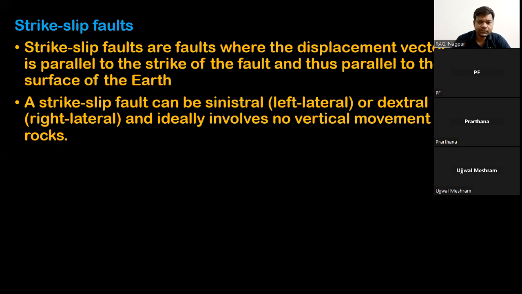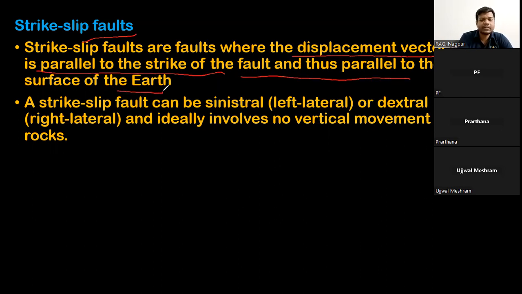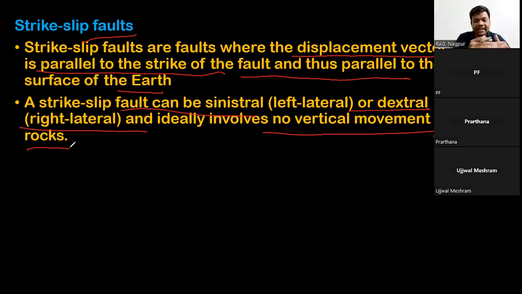Then the strike slip faults. Now what are the strike slip faults? In strike slip faults the displacement vector is parallel to the strike of the fault and thus parallel to the surface of the earth. I have told you this. The strike slip fault can be sinistral, left lateral, or dextral, right lateral, and involves no vertical movement of the rocks. There is no vertical movement, but the entire movement is in the lateral, horizontal direction, right?